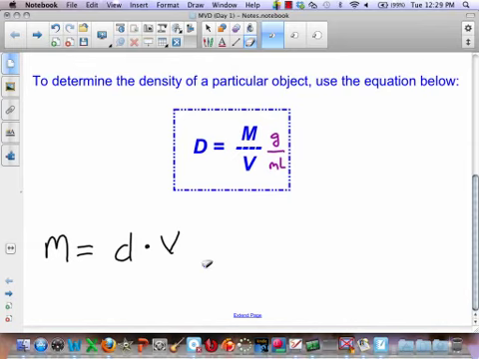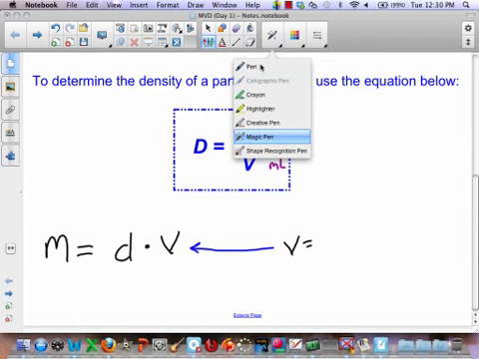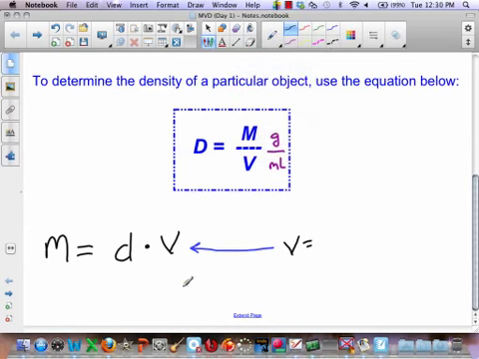Now, it's a little bit more difficult to go the other direction. How do I solve for volume? So how would I solve for volume here? Divide by D. So V is M divided by D. Those are the three formulas that you need to know for today's lesson.